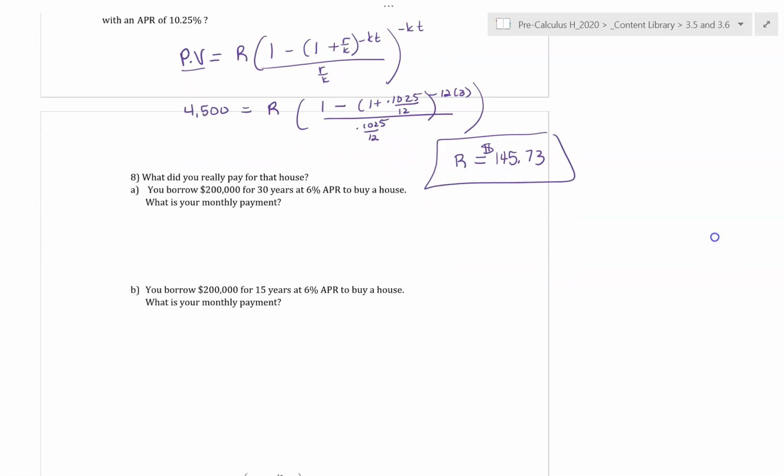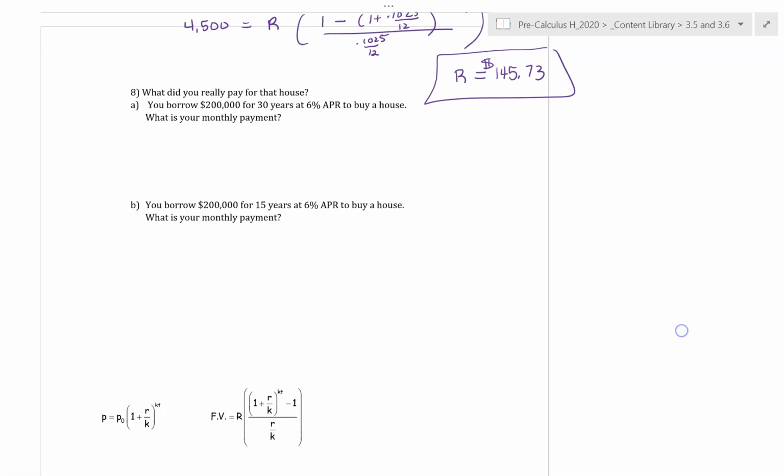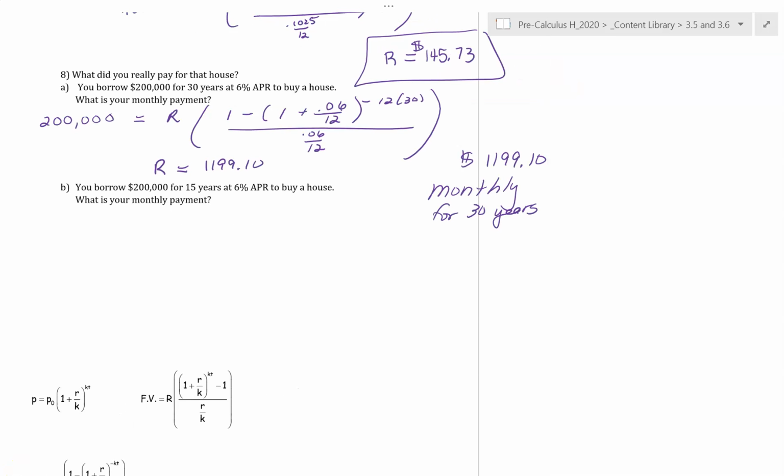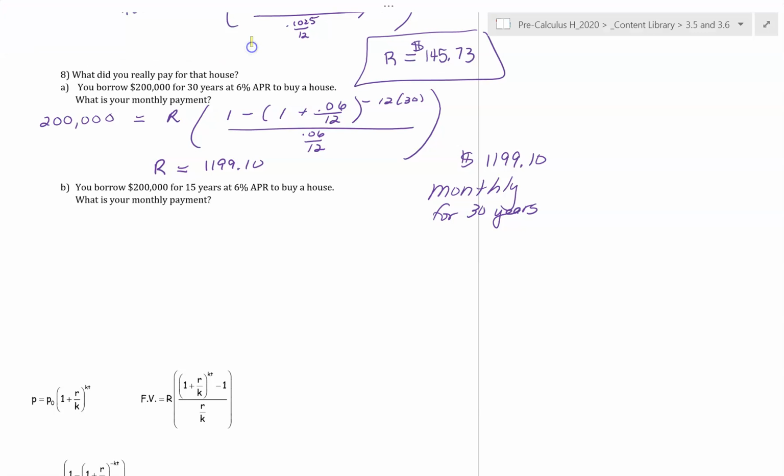Let's do one more example. This last one is called, what did you really pay for that house? So this is a loan, so we're using the present value formula. So go ahead and pause the video and use that formula, fit everything in. And we're going to figure out what your payment was if you had a 30-year loan at 6% APR and you borrowed $200,000. So we still might be having trouble with the calculator, but for now, let's just make sure that we can set it up correctly. And if we need more practice with the calculator, we will practice that another time.